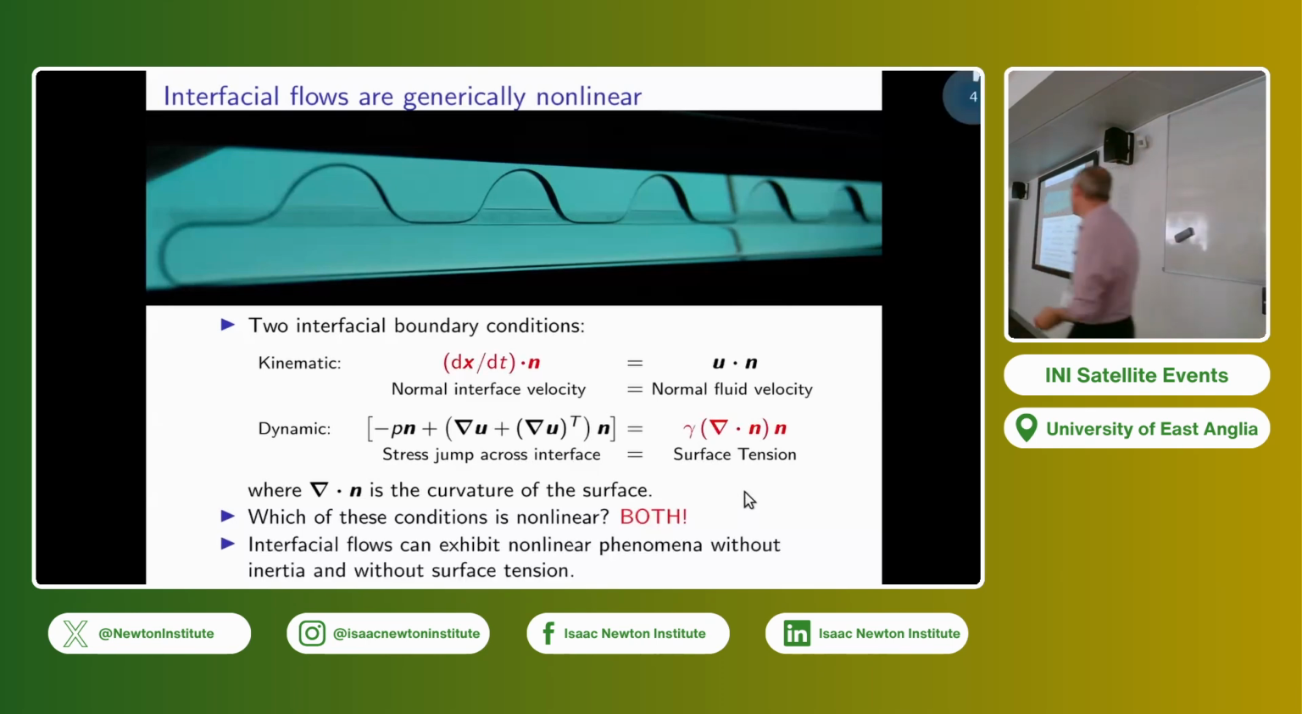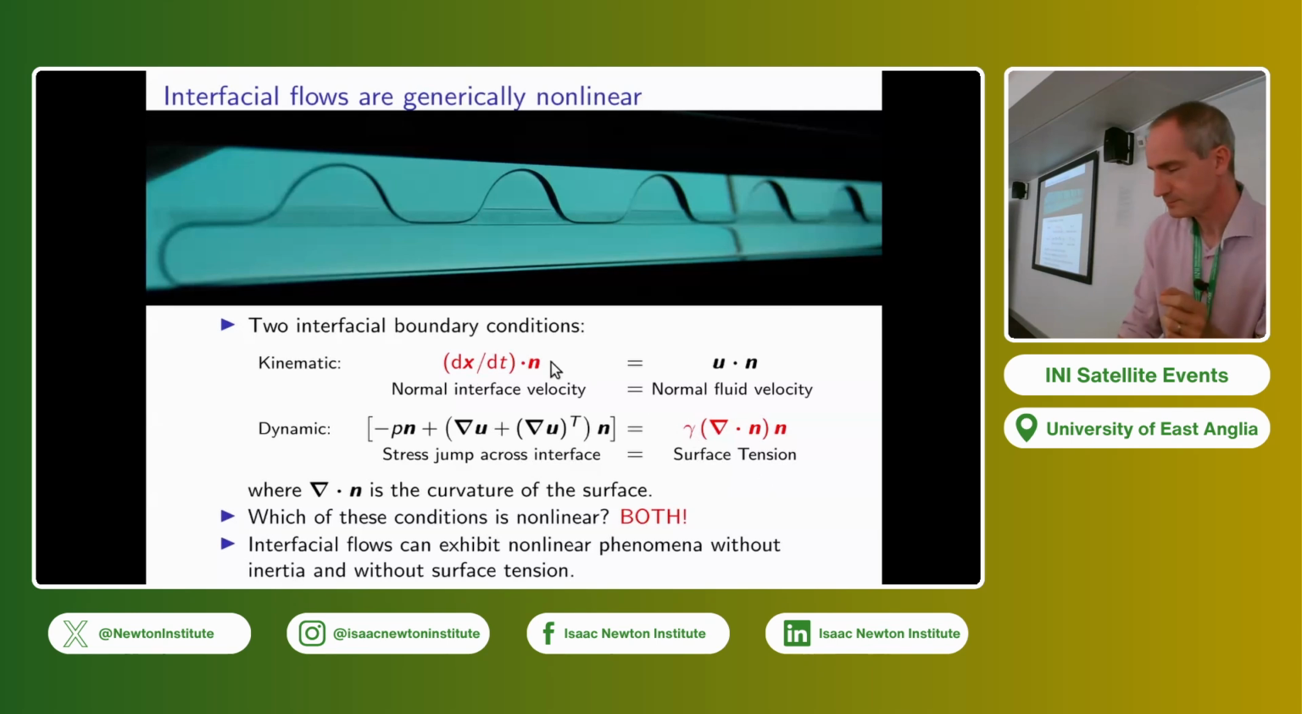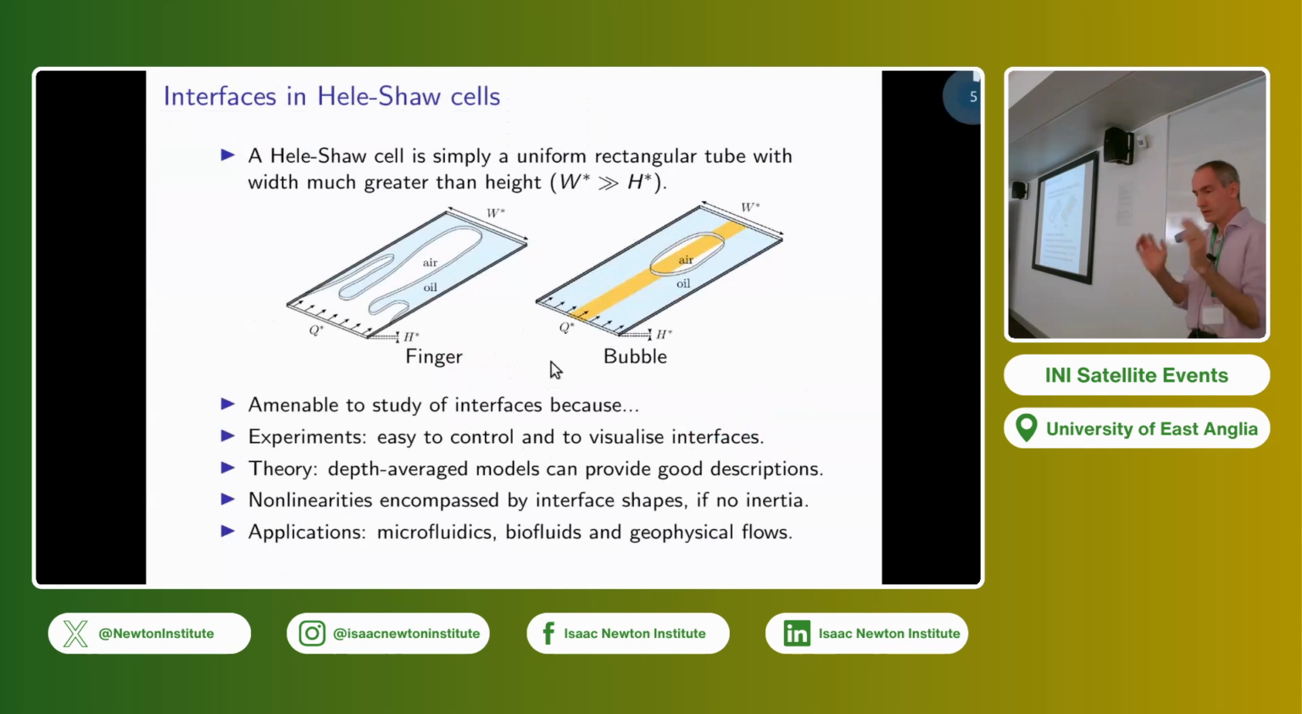That's quite right. So it's that normal interface velocity term there that's nonlinear, because the normal, of course, is a derivative of the surface position, and then it's the surface tension term here. So what that means is that even if you don't have surface tension, and I've already said we don't care about inertia, you can get nonlinear phenomena. And I'll show you an example of what we believe is instability due entirely to this term towards the very end of the talk. So, why Hele-Shaw cells, and what are Hele-Shaw cells?